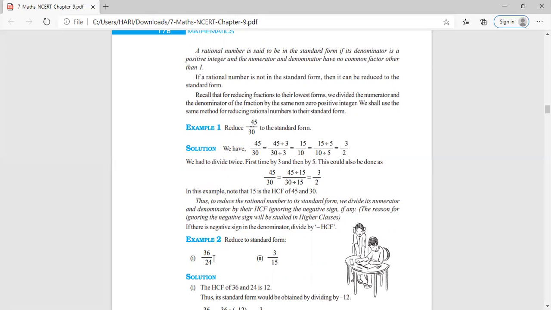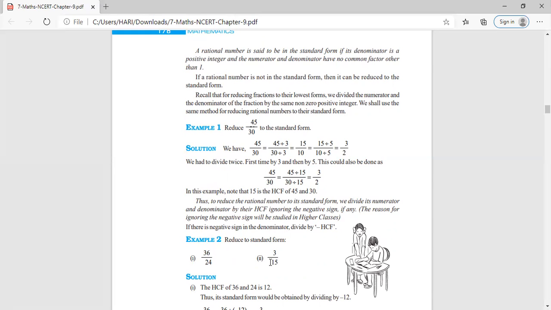Then we will find the reduced form. 36 and 24, both are multiples of 12. 12 3s are 36 and 12 2s are 24. So 36 upon -24 we can write as -3/2, right? In the same way, next one, -3 upon -15.